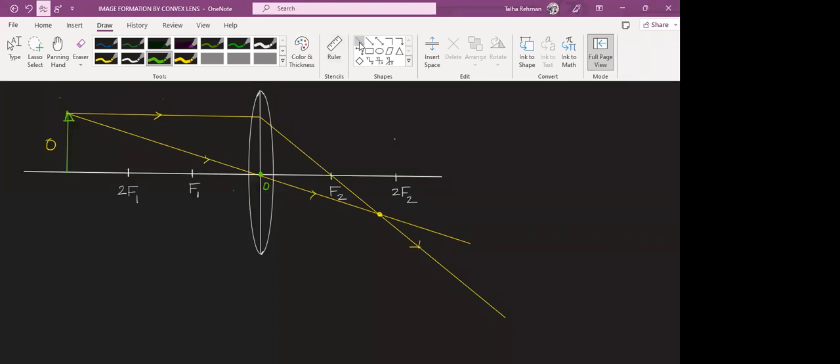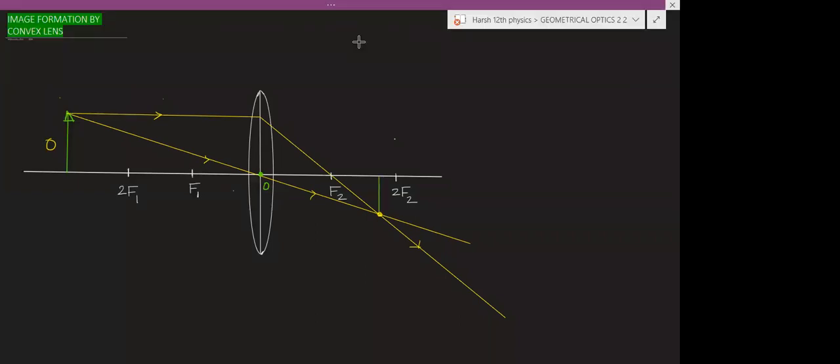Here at this point your image is formed. So this is your image and this is your object. Now you can see the rays are actually meeting. Actually meeting means the image is real, and you can see it is inverted also. Real and inverted. And what about the size of the image? Less than the object. And what is the position? Between f2 and 2f2.